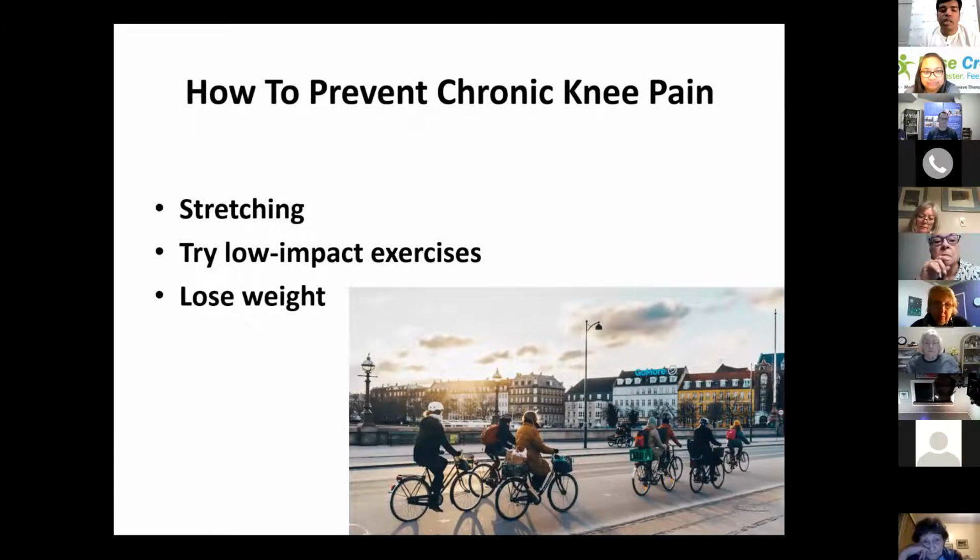So how to prevent chronic knee pain? Doing regular exercises with simple stretches and participating in low impact activities, like simple biking, can help reduce the stress on the knee joint and improve flexibility. And losing weight is very, very important. As we discussed before, for every 1 pound of weight you lose, you are reducing 4 pounds of stress on the knee joint. So it is very, very important to control the weight of the body.